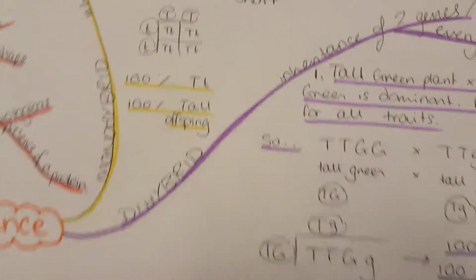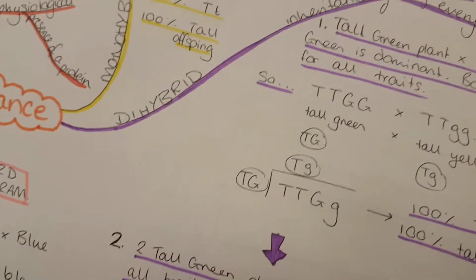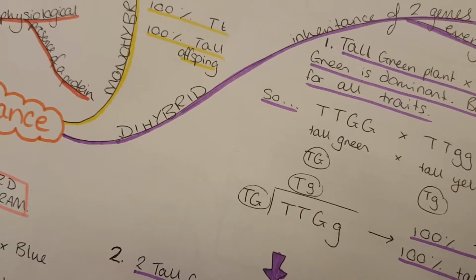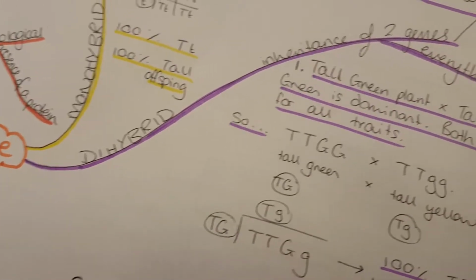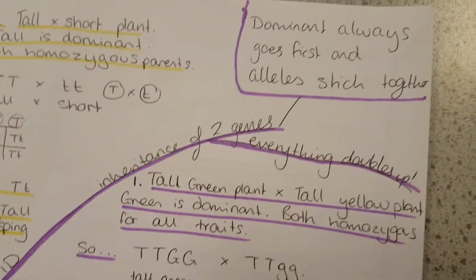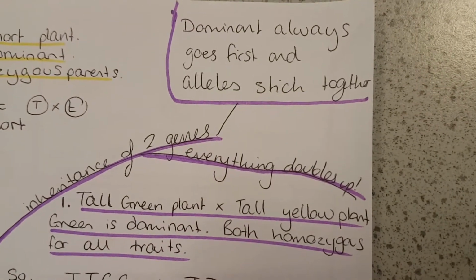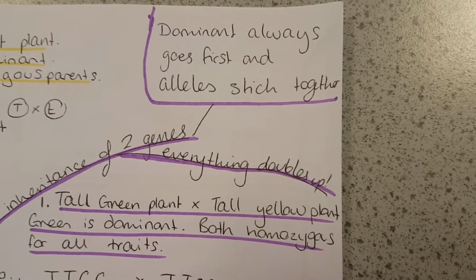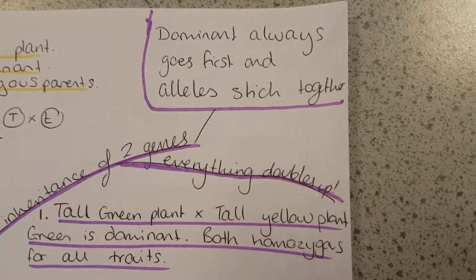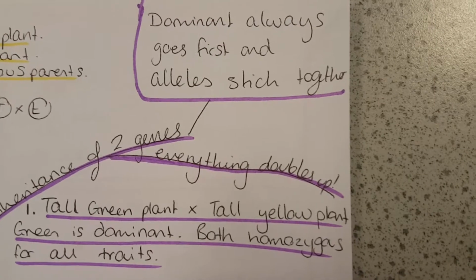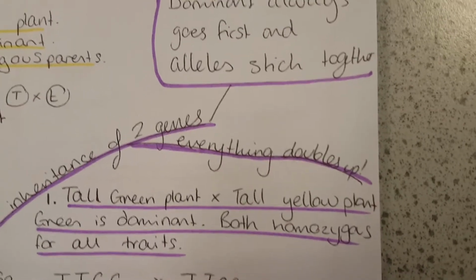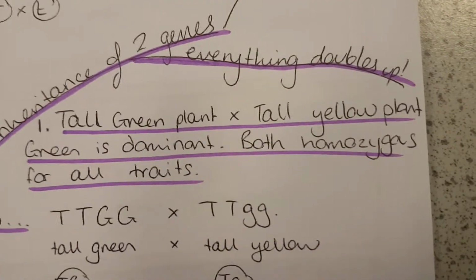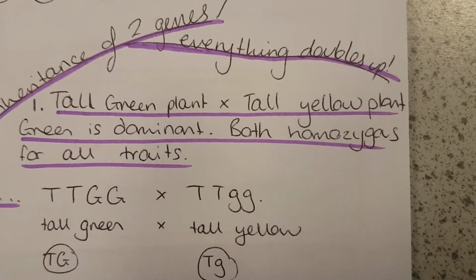offspring. Just to mix it up, we can also look at the inheritance of 2 different genes, which is called a dihybrid cross. And when you are writing this out, make sure you always put the dominant allele first and the same lettered alleles together, okay? But basically, everything just doubles up. Simple as. The monohybrid one, there's just 2 of everything. Easy peasy. So let's look at a tall green plant and a tall yellow plant.